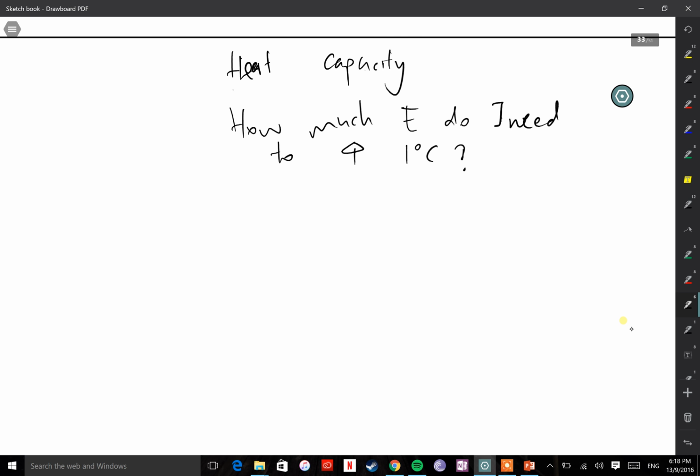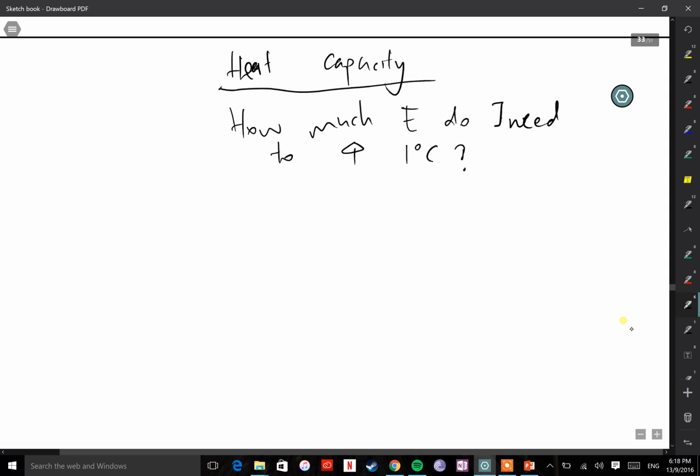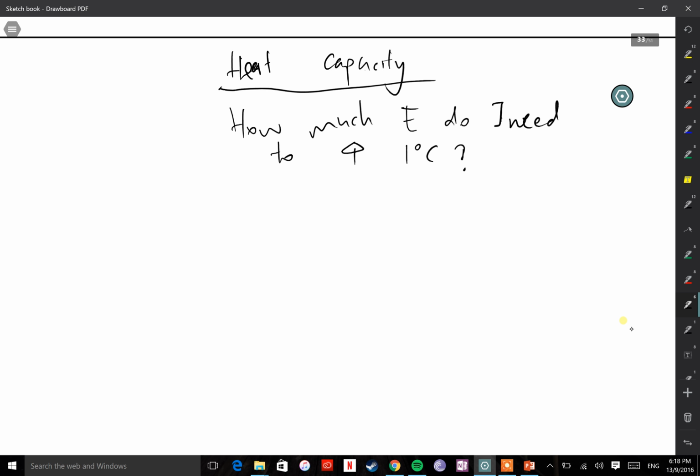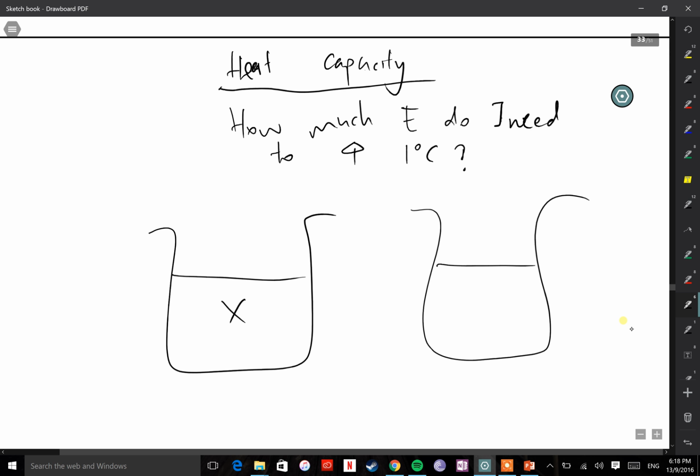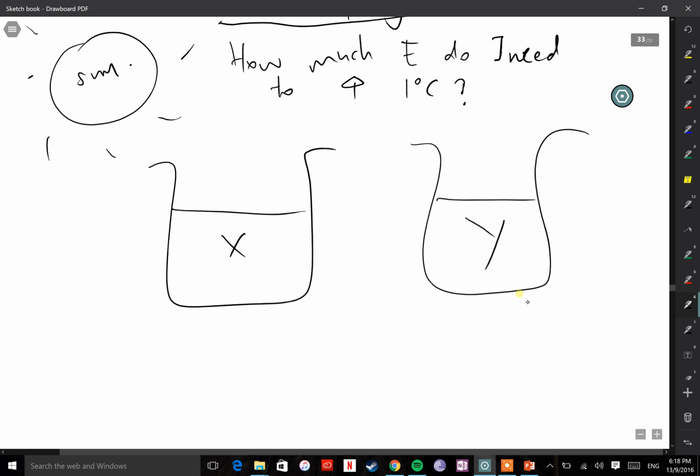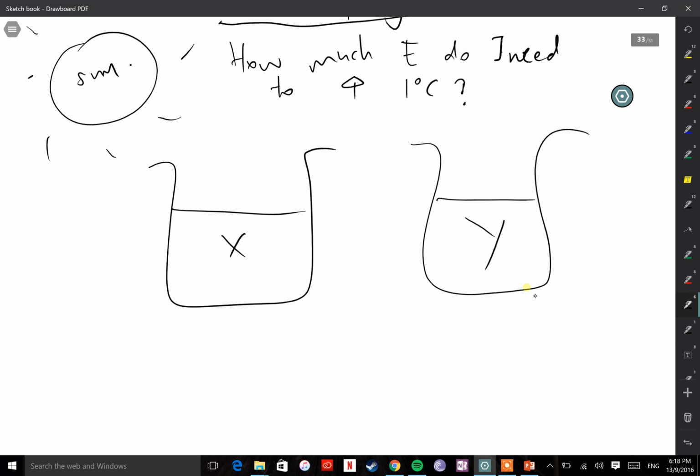In this video, we are going to talk about heat capacity and specific heat capacity. In the previous video, I stopped here: how much energy do I need to increase 1 degree Celsius? Imagine I have liquid X and liquid Y under the same situation, facing the same heat source, which is the sun. If I expose them, everything is the same, the surface area is the same, and there are no other factors that are different. Now the question really is, how much thermal energy do I need to increase 1 degree Celsius?